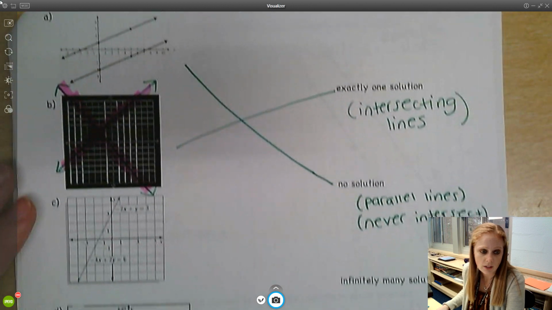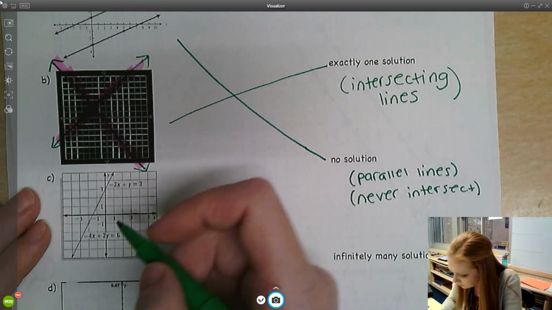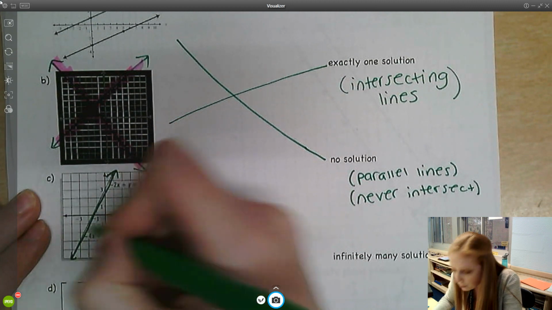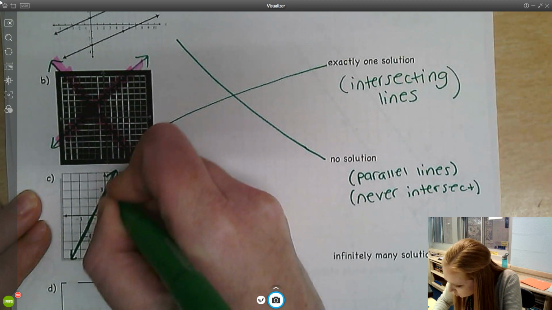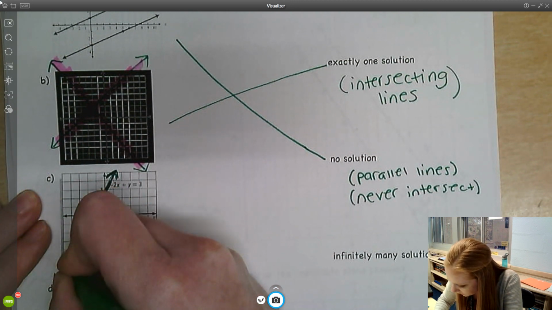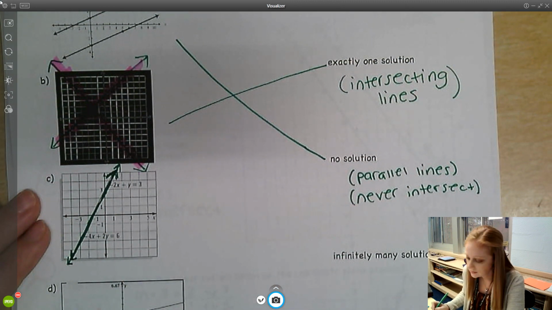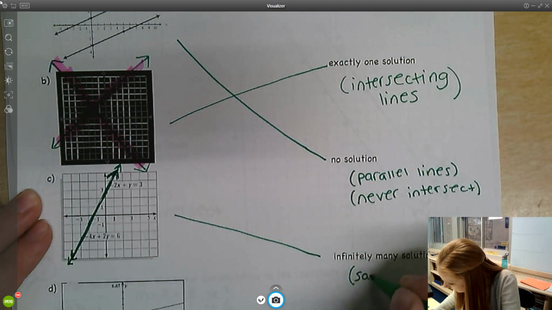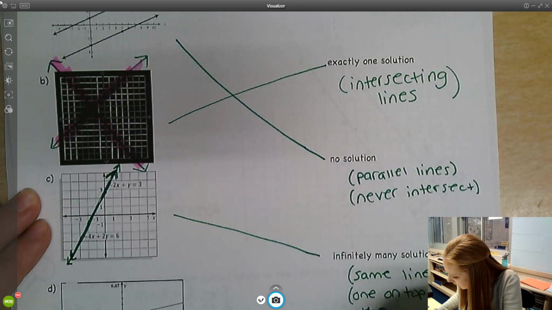All right, let's look at C. We have the line negative 2x plus y equals 3 and negative 4x plus 2y equals 6. All you can see is one line, but they're both labeled. This line is labeled with two different equations. So that means it's like there's one on top of another. It's the same line written twice. They're intersecting constantly. That's going to be infinitely many solutions. Same line, one on top of the other.